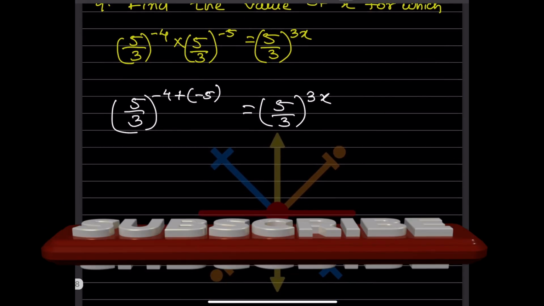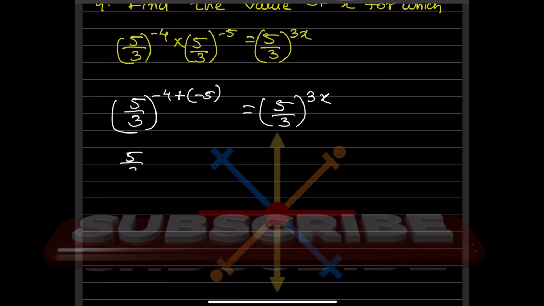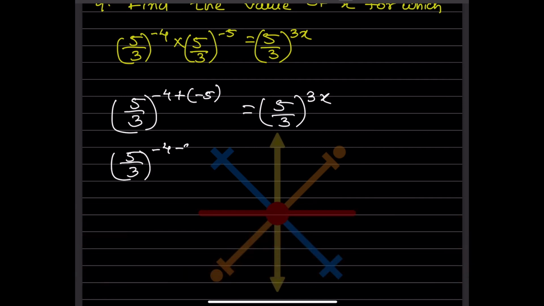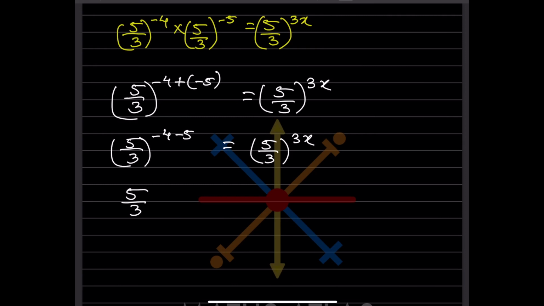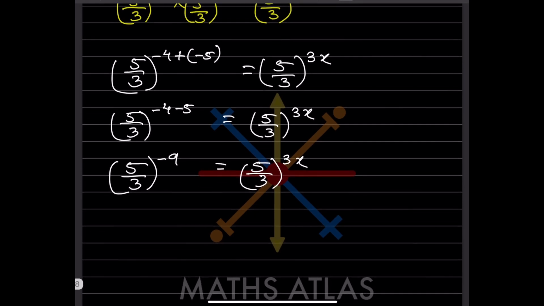So now let us solve the left hand side. This is going to be minus 4 minus 5, which is equal to 5 by 3 raised to 3x. So this will be 5 by 3 raised to minus 9. Now you will compare the right hand side and the left hand side. You can see the bases are the same. If the bases are the same, the exponents also should be the same. This is the rule. So now we are going to ignore the bases. What we can write here is minus 9 is 3x.